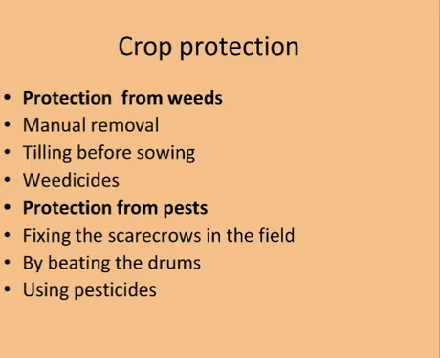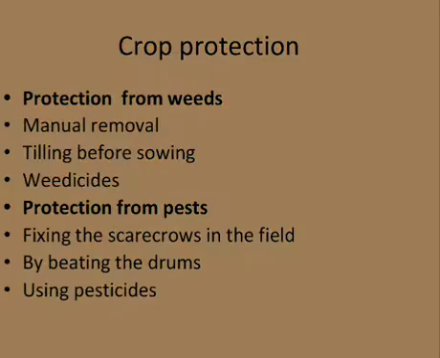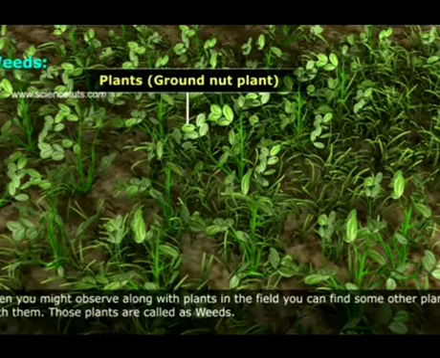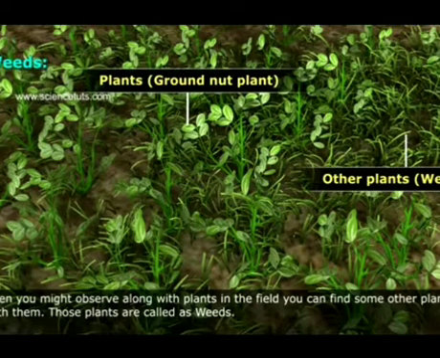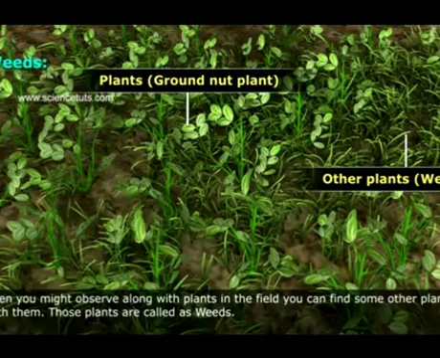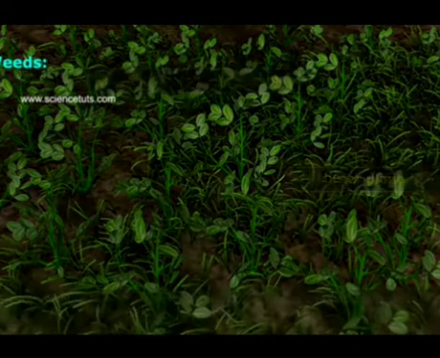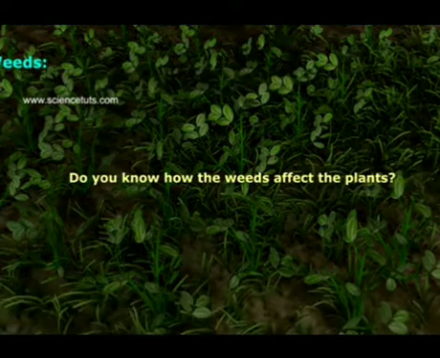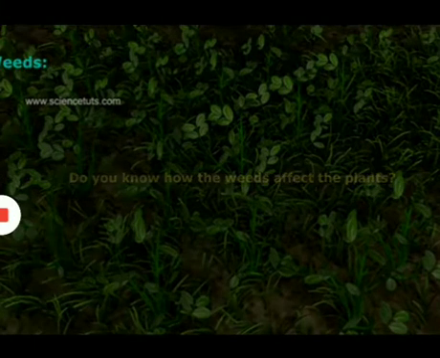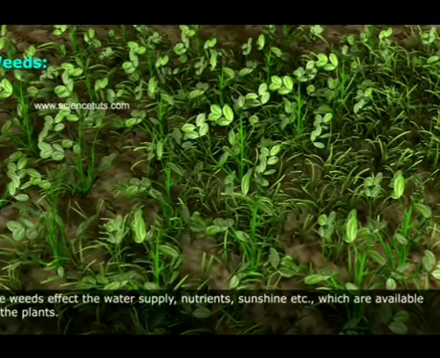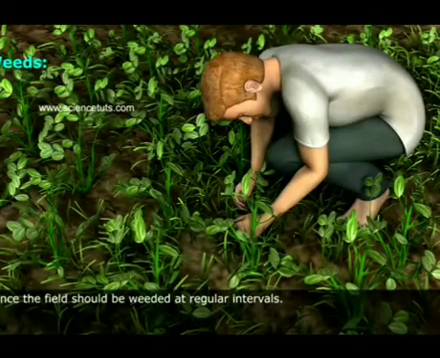Protection from weeds. Protection from pests. Crop protection includes protecting the plant from weeds and insects. Some methods of crop protection are manual removal of the weeds, tilling before sowing, and weedicides.